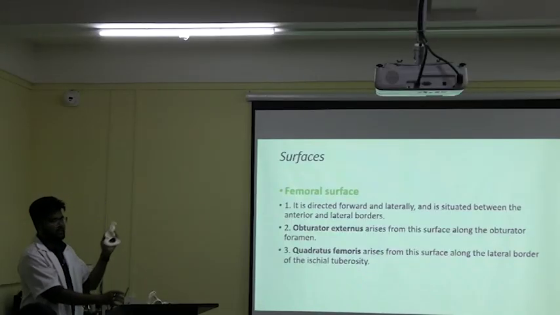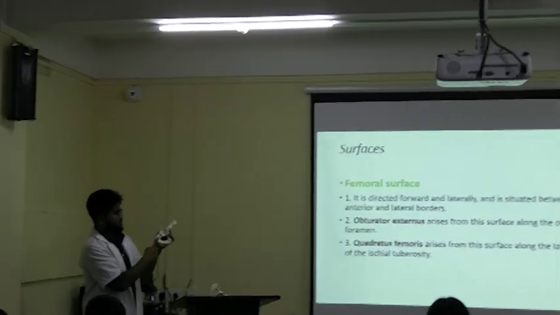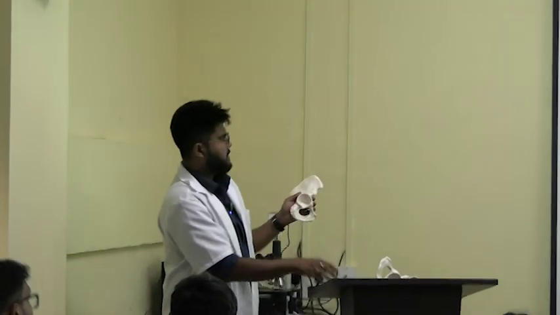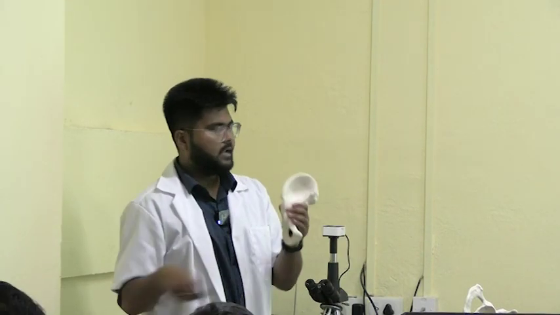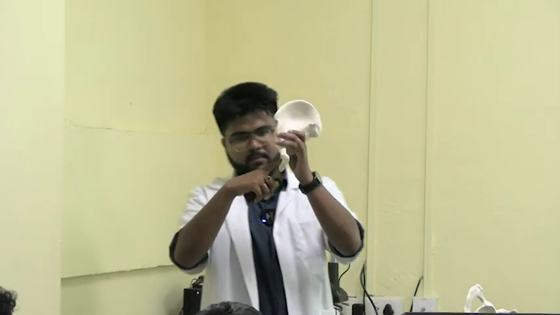So next is the femoral surface. You can see it is directed forward and laterally, so this is present on the lateral side. It is situated between the anterior and lateral borders. This is the anterior border, this is the lateral border, and in between is the femoral surface. Here two muscles are attached: the obturator externus and the quadratus femoris.